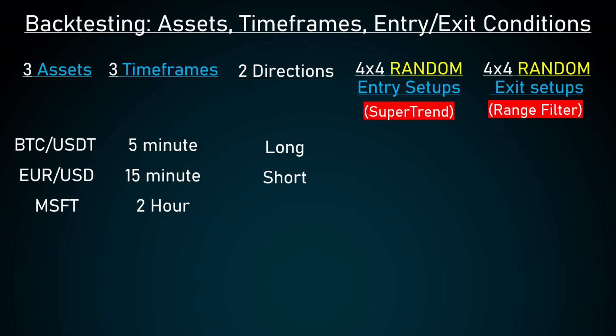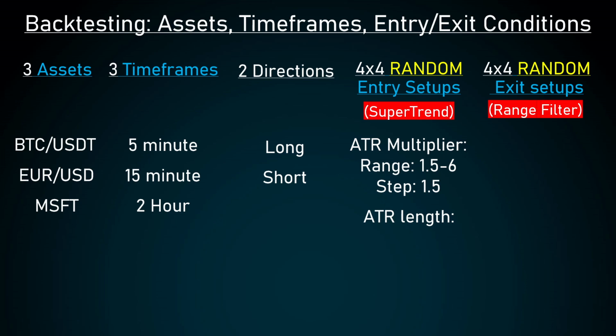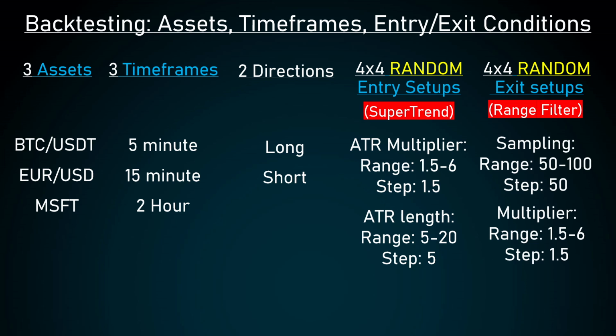I use the super trend as the main entry signal indicator, and it has 2 parameters, the ATR multiplier and the ATR length. For the ATR multiplier, I will test it from 1.5 to 6 with a step of 1.5. This means I will test 1.5, 3, 4.5 and 6 multiplier values. Also, it has an ATR length option, and with that I tested the 5, 10, 15 and 20 values with a step of 5. I took the same approach with the exit signal indicator and with the momentum filters too.